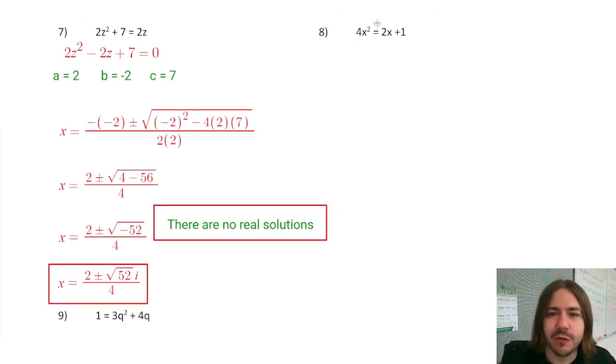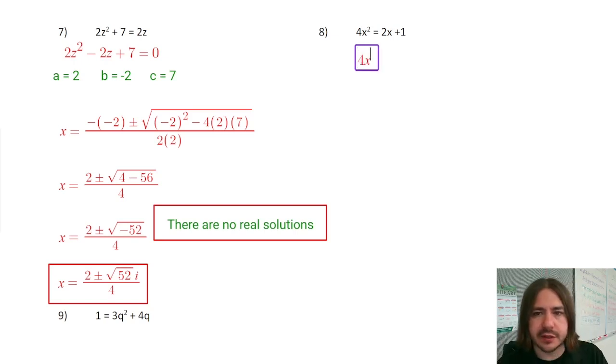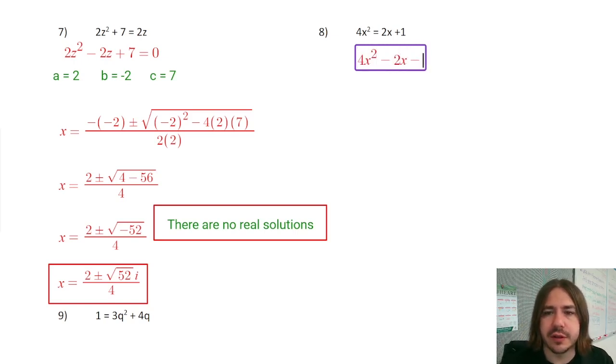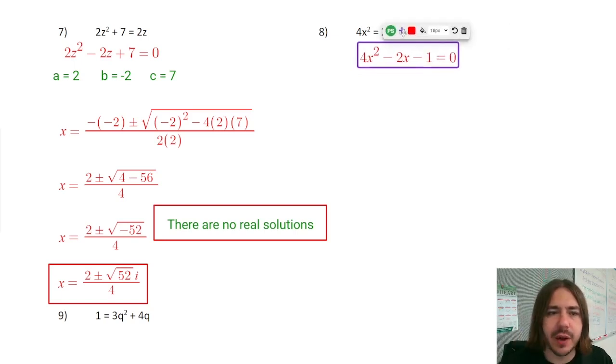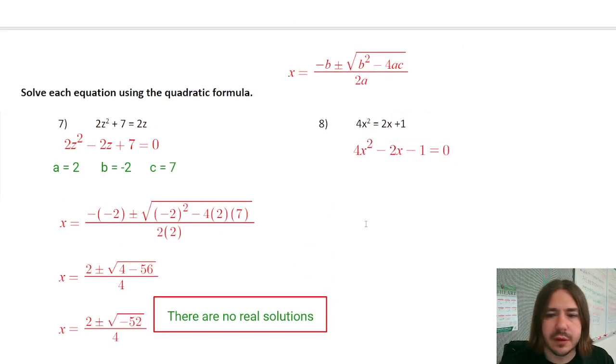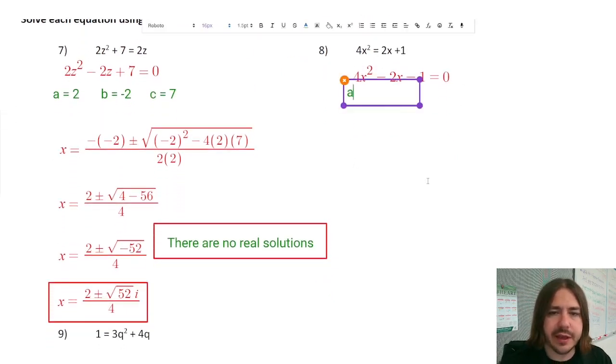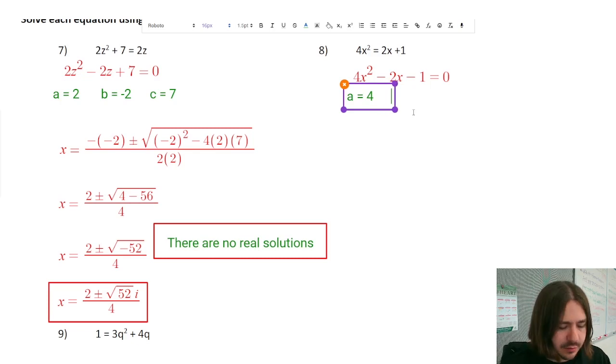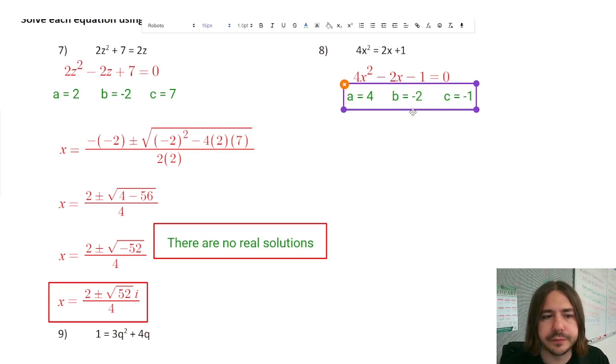Number 8, 4x squared equals 2x plus 1. We need to make this equal to 0 first, just like on the last problem. So we're going to subtract that 2x and the 1, so they both move over to the left-hand side. And now we've got a 0 isolated. So let's go ahead and identify a, b, and c. The leading coefficient a is 4. b is going to be negative 2, and c is negative 1.